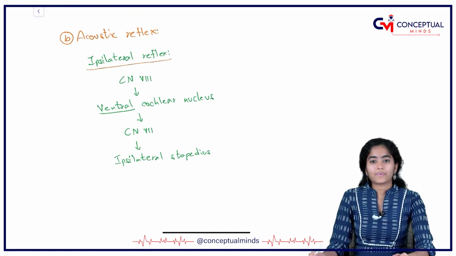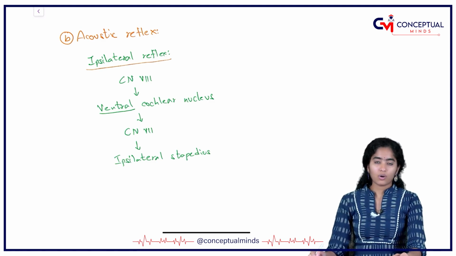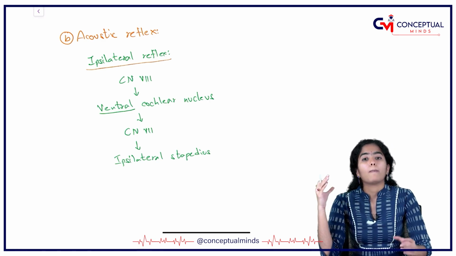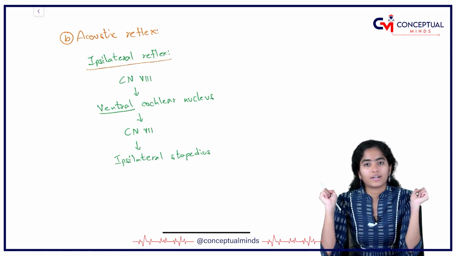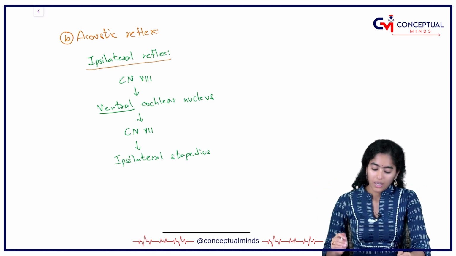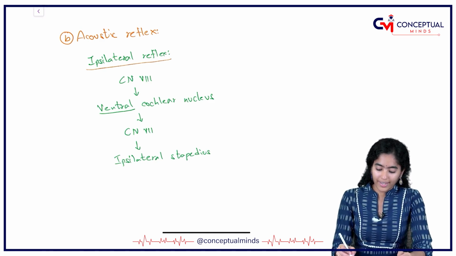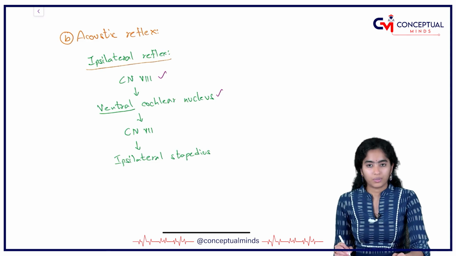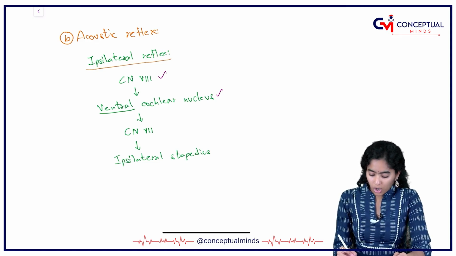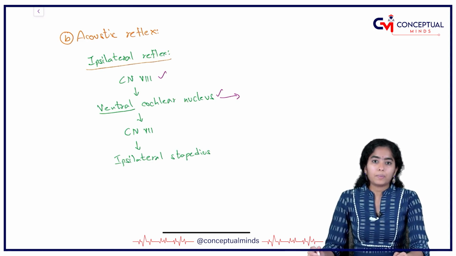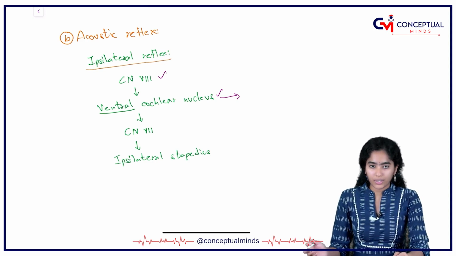Let us see what happens in contralateral reflex. Now when a loud noise is perceived on one side, both the stapedius muscles contract. That is because there is some central connection between both ears. Let us see how that happens. Here also the cranial nerve 8 gets activated first and then the sound goes into the ventral cochlear nucleus. From the ventral cochlear nucleus, it goes to the opposite side medial superior olivary nucleus.